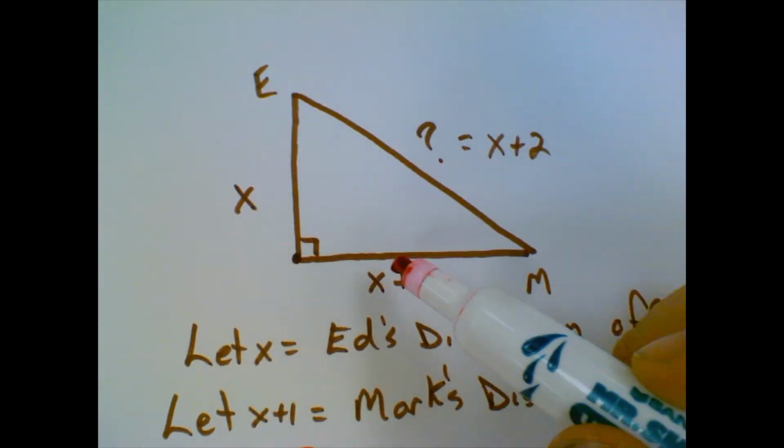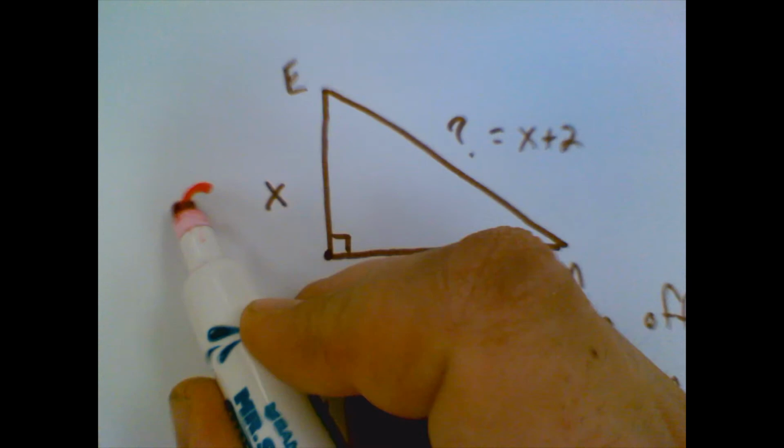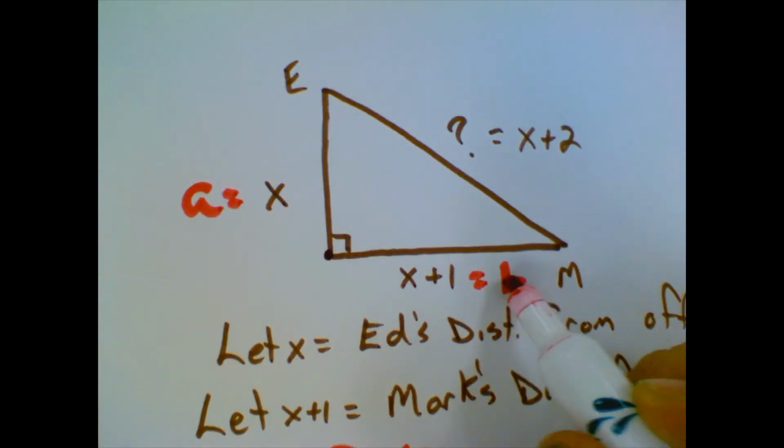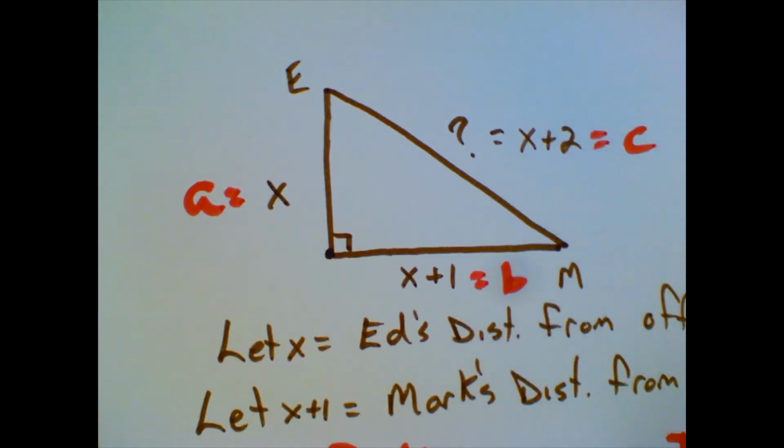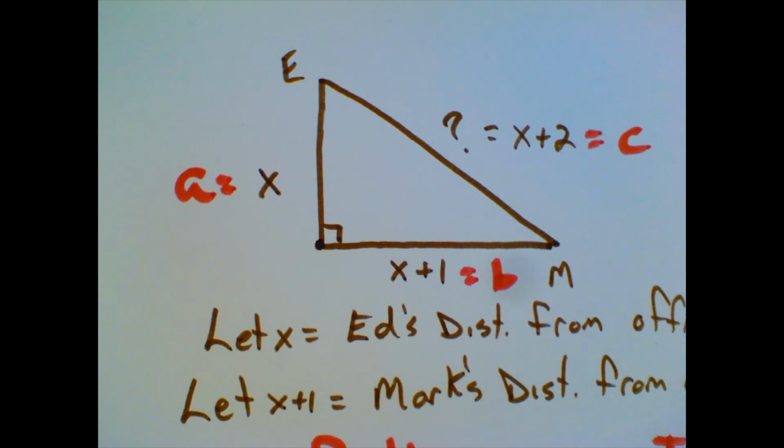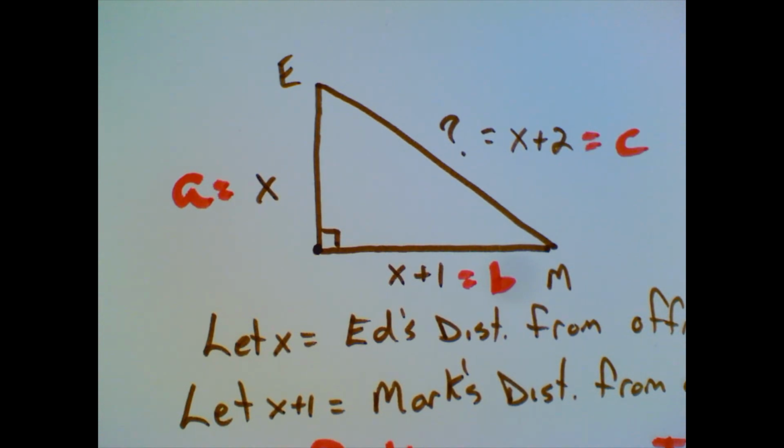So A and B are the legs. They're interchangeable. So let's call this side A. We'll call this side B. And then the hypotenuse is always C. It's always the longest side. Okay, so let's plug and chug.